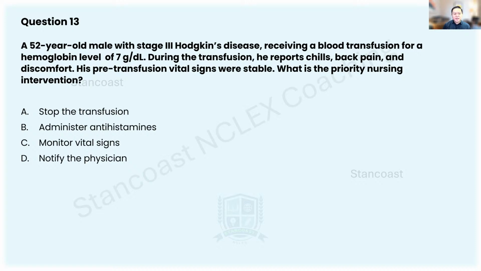So our scenario states that the patient is getting blood product transfusion for hemoglobin of 7 grams per dL. Now the patient reports chills, back pain, discomfort. His pre-transfusion vital signs were stable. What is the priority nursing intervention?